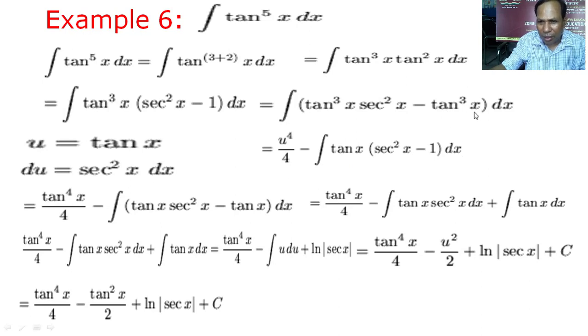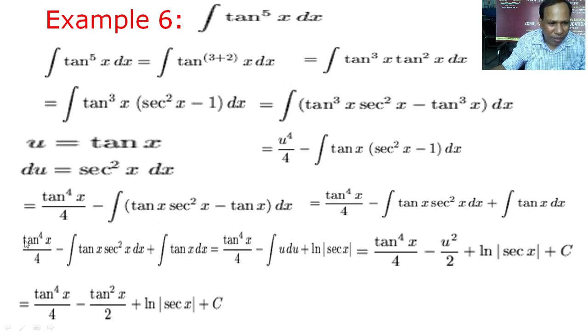Tan cube x, we further break it as tan x into tan square x. Now the tan square x is written as sec square x minus 1, and the first integral becomes u to the power 4 by 4. What is u? u is tan x. So tan to the power 4 x by 4 minus integral of (tan x sec square x minus tan x) dx. So this is tan to the power 4 x by 4 minus, term by term integration, integral of tan x sec square x dx, minus minus is plus integral of tan x dx.